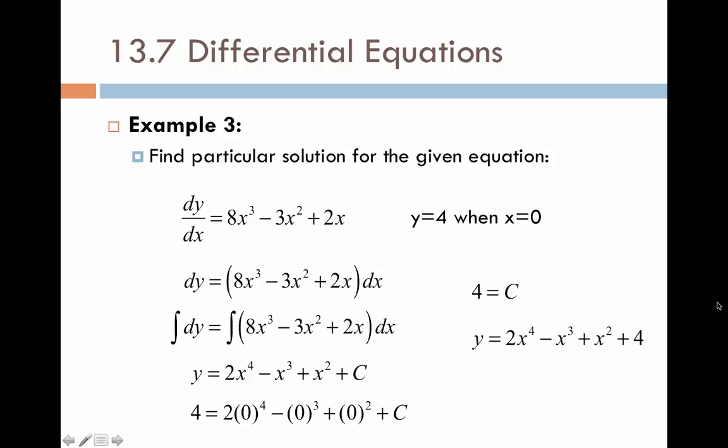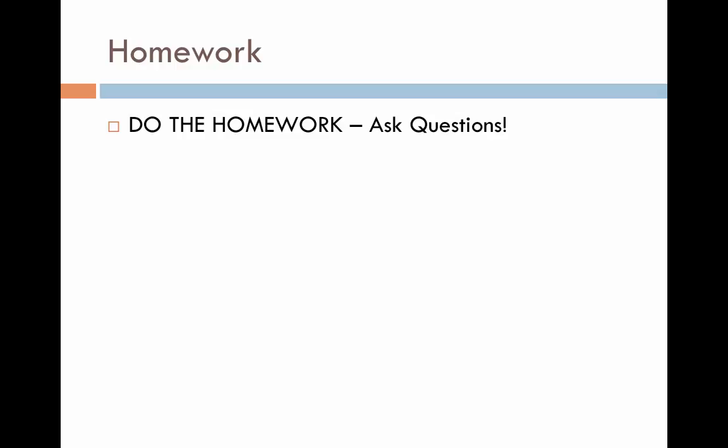So the particular solution to my differential equation is y equals 2x to the fourth minus x cubed plus x squared plus 4. And then we're done with this section.